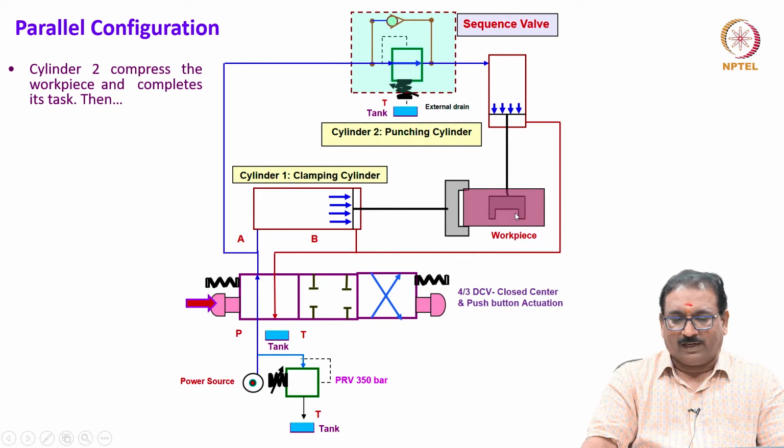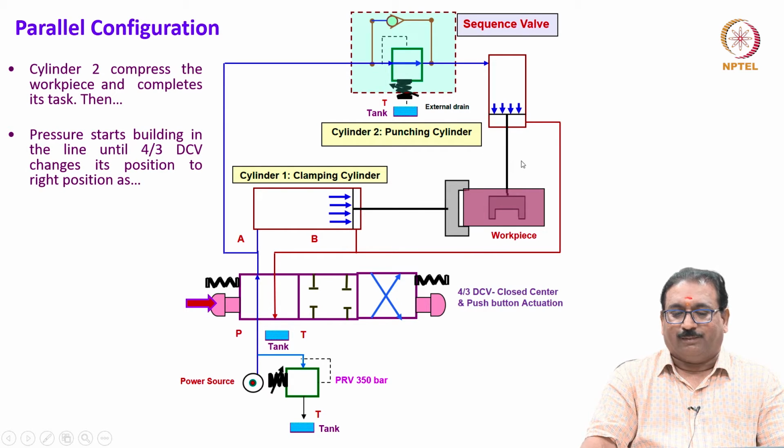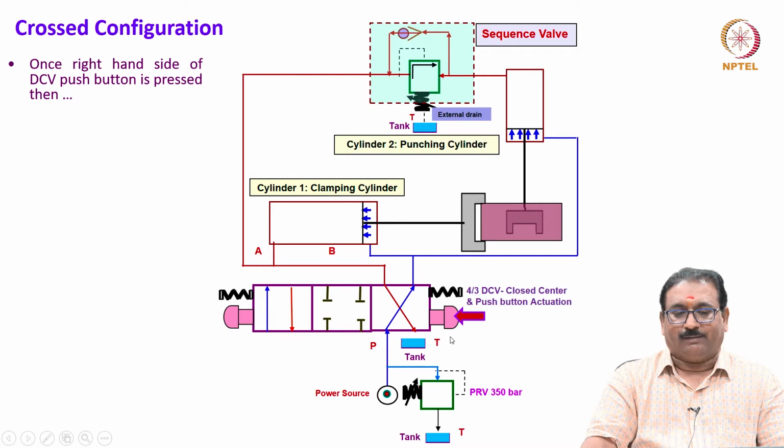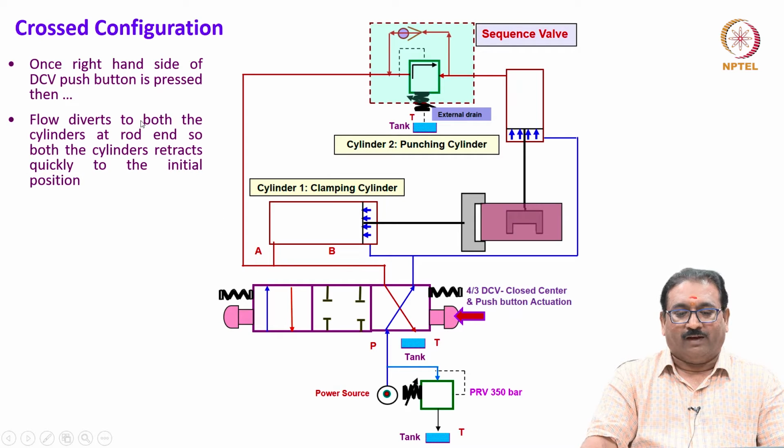Then what do we do now, friends? Now pressure starts building until the 4x3 valve is changed to the crossed configuration. At the extreme end you have to be very careful. After doing the operation, if you do not change here, pressure starts building in the line, until how much? Until 350 bar. So immediately you push this button, the right button. Once the right side DCV is pressed, the flow diverts, see here, to the rod side. Flow will go to the rod side.